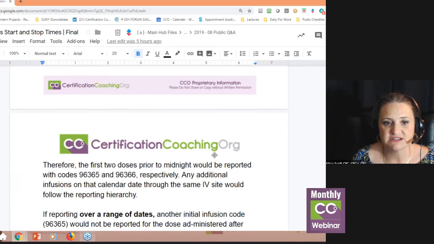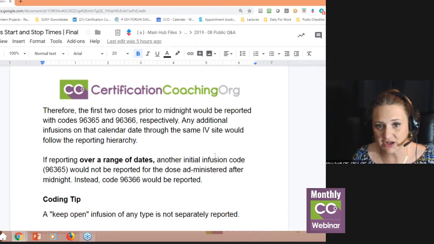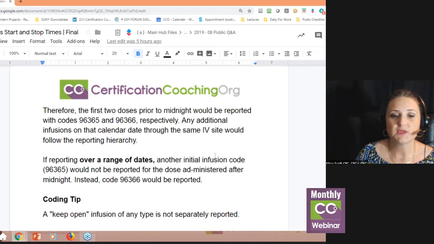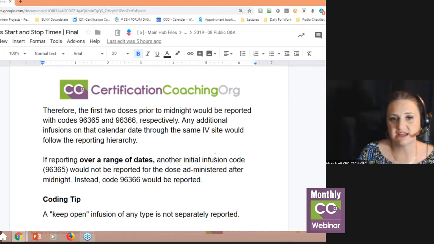Okay. Now it says, but if you have 2 doses prior to midnight, because midnight's your cutoff time, you're going to report the codes with the 65 and the 66 respectively, and then any additional infusions with the IV site, that same IV site, then you would be coding off the hierarchy. Now, understanding the hierarchy of all of this is another whole lecture, and you will see that term hierarchy when you talk about infusions. Research that on your own. Like I said, I could talk for an hour on this.